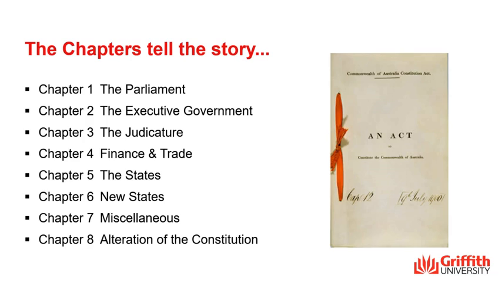The Constitution then goes on to talk about finance and trade, both international and between the states. Chapter 5 talks about the states and territories. Chapter 6 is a small area looking at how a new state might be formed. Chapter 7 is a grab bag of things called miscellaneous, just for machinery of government and to make the Constitution actually work. And Chapter 8 is a specific chapter that says the Constitution cannot be altered unless this very specific process is put into place. And we'll talk about that later in this lecture.